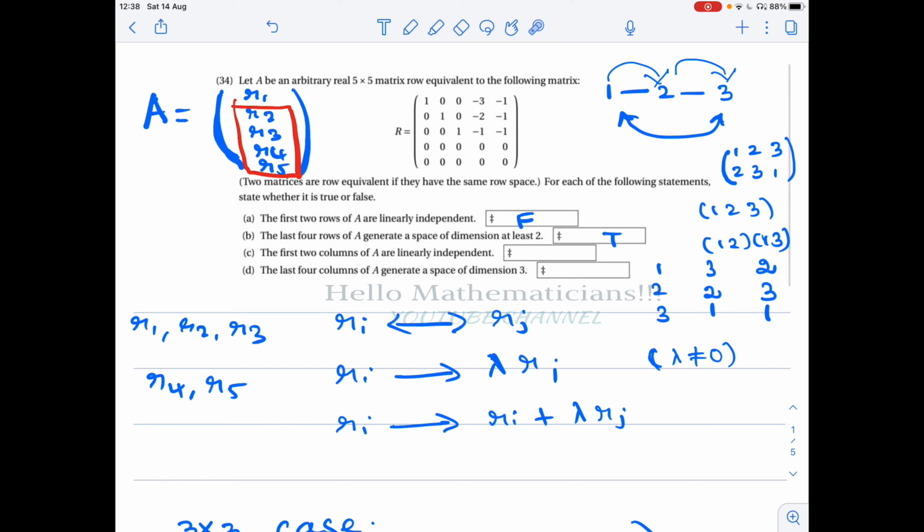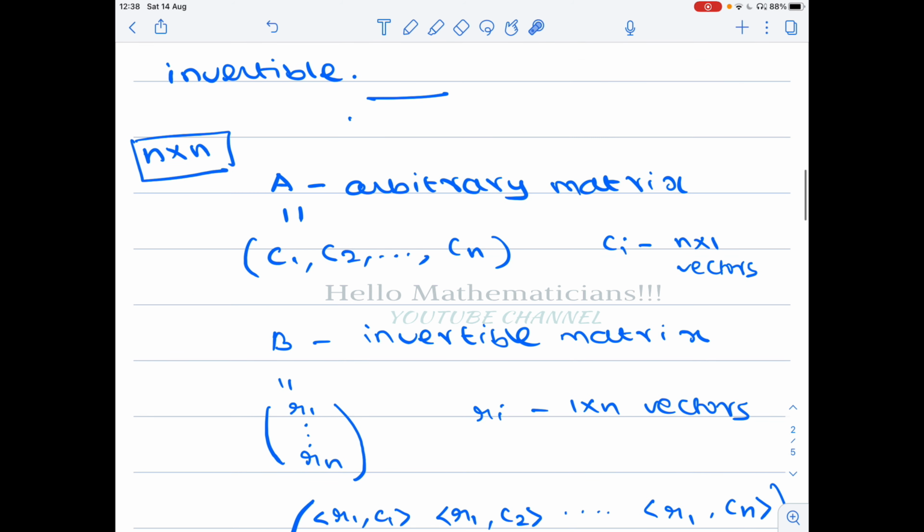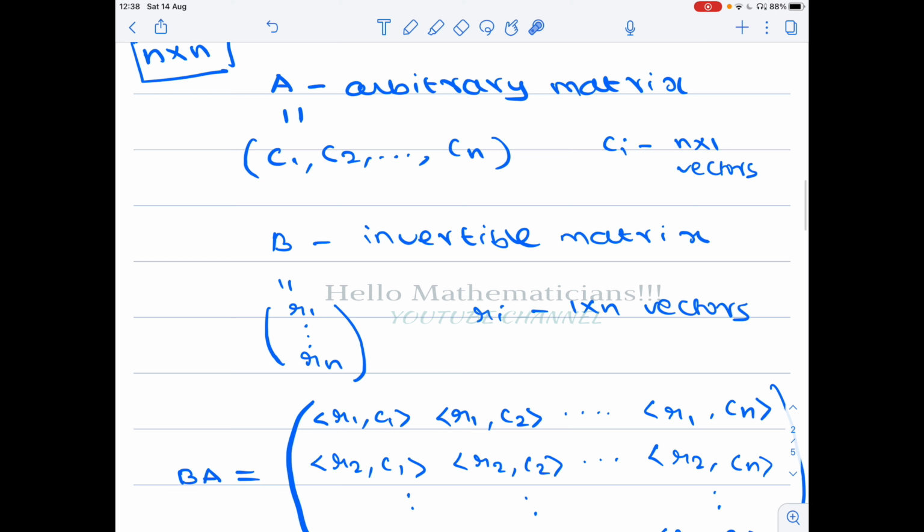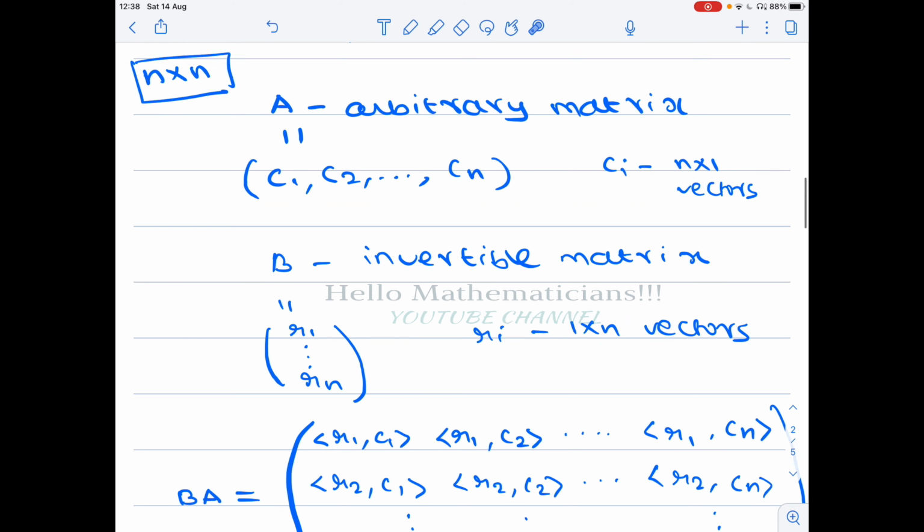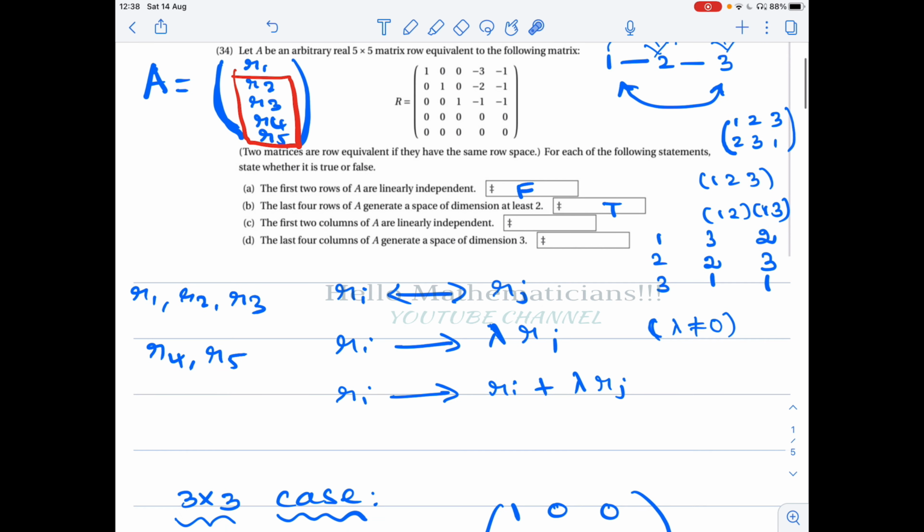Okay, so this question for the columns is much simpler. The first 2 columns of A are linearly independent. The last 4 columns of A generate a space of dimension 3. These 2 options can be answered much more easily. Let's see why. We claim that elementary row operations map independent columns to independent columns, and dependent columns to dependent columns. That is what we try to show.